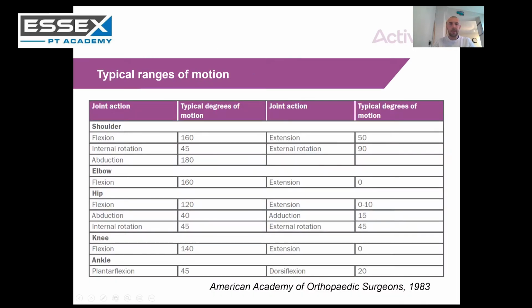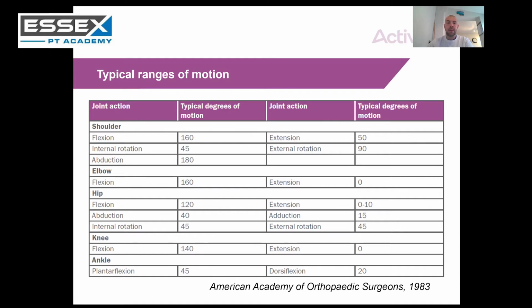So here are the typical ranges of motion that we can go through. As you can see from the reference below, the American Academy of Orthopedic Surgeons, a little while ago, 1983, put together the typical degrees of motion that you would expect at each of these joints. So again, why is this important? I always like to try and explain why these things are important. Well, when you're assessing your client, at their first appointment when you make some notes, you need to know how far they should be moving through these joints.